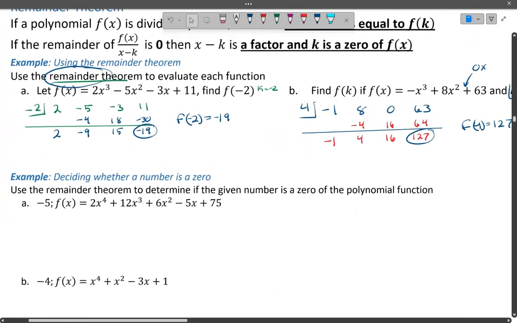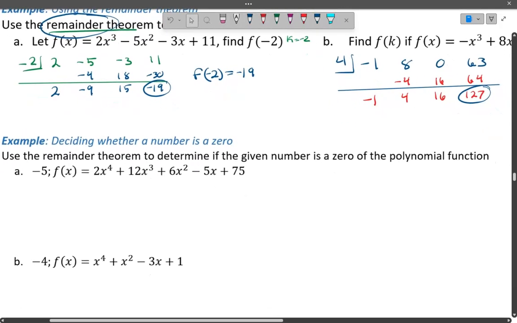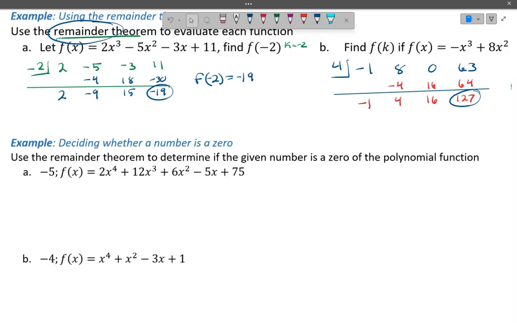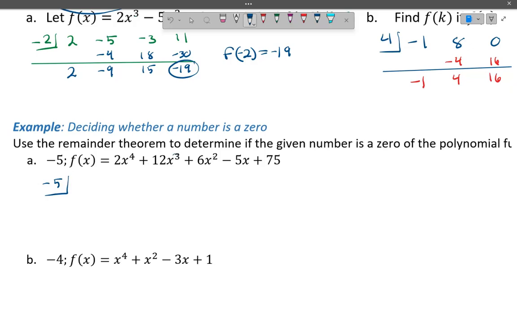Now we're going to extend it to the second part, that if the remainder is 0, we're identifying a factor and a 0 of that polynomial. So we're going to determine whether or not this value is a 0 of the polynomial. We'll also talk about whether or not it's a factor, because if the answer to the first question is yes, the second question is also yes. So they're giving us the value of k, so we'll set that in our box, and then we need our coefficients. I've got degrees 4, 3, 2, 1, 0, so I don't need any placeholder zeros. So my coefficients are 2, 12, 6, negative 5, and 75.